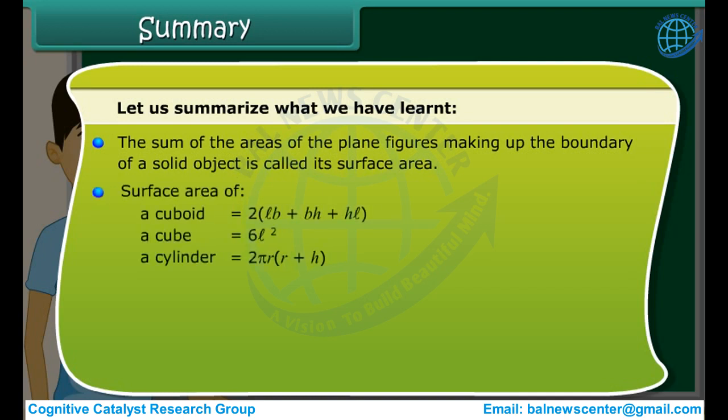Surface area of a cuboid is equal to 2 into LB plus BH plus HL. Surface area of a cube is equal to 6L square. Surface area of a cylinder is equal to 2 pi r into r plus h. The volume of an object is the amount of space it takes up. Volume.